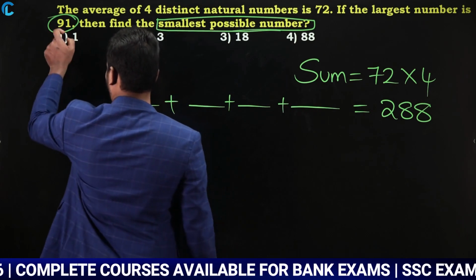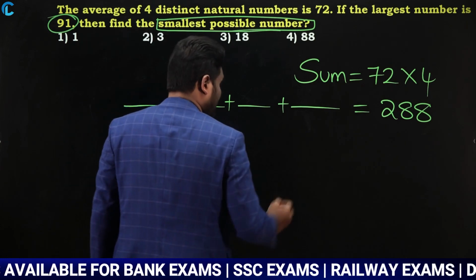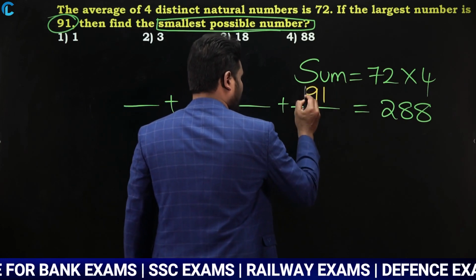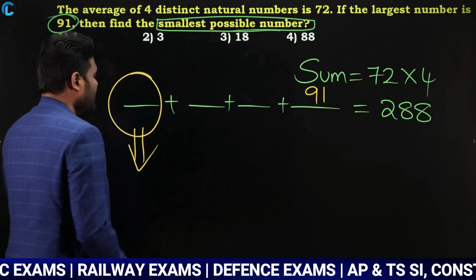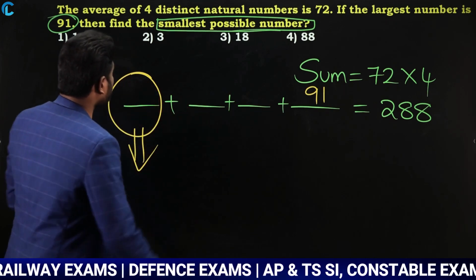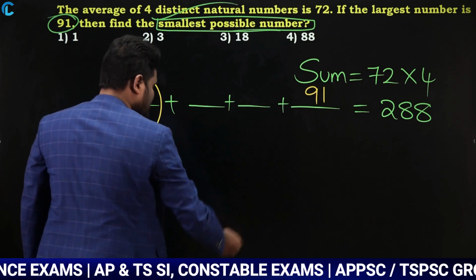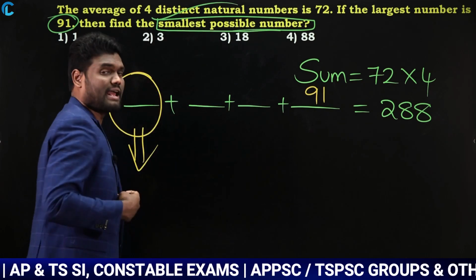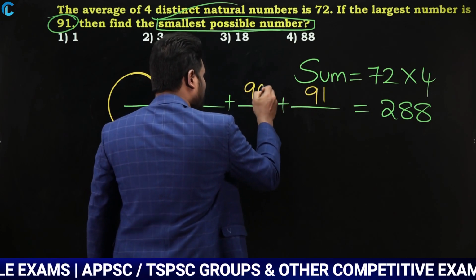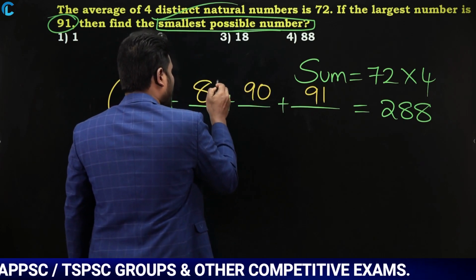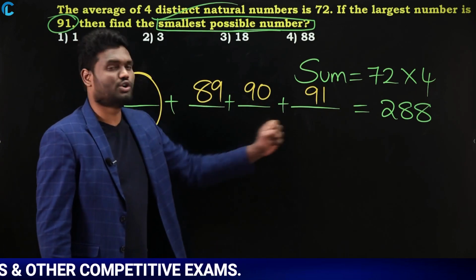Now it is already said that the largest number is going to be 91. Now I need this number to be minimum. As I need this number to be minimum, the other numbers should be maximum. As the question is saying distinct numbers, I can't use the same number. As I can't use the same number, I need to have different numbers. As this is 91, I will make this 90 and I will make this 89. The reason is, if I need to make this minimum, the other values should be maximum.